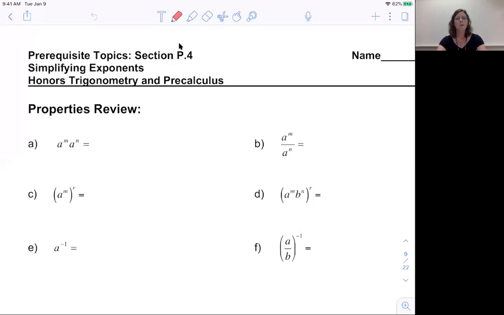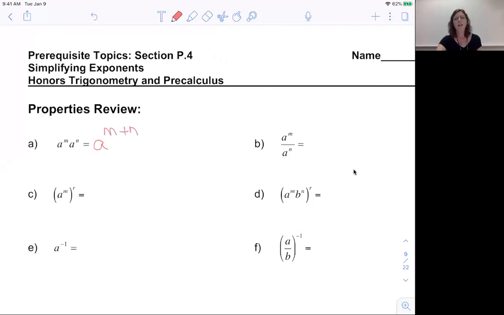All right, so looking at these properties. The first one, actually the first two, A and B. Can somebody give me those two properties? When you have a to the m times a to the n, what's that equal? A to the mn. Yeah, you're close, not quite. Close, Jack. A to the m plus n. There we go, a to the m plus n.